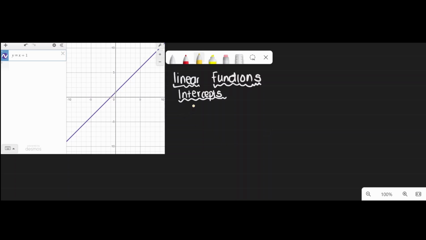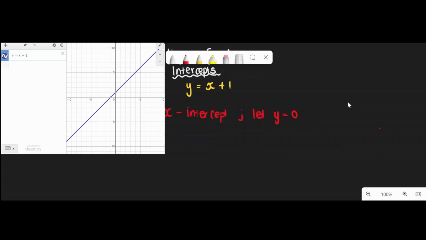So we know that our function is y equals x plus 1. On this function, we're going to look for our x-intercept and our y-intercept. Let me start with the x-intercept. When solving for the x-intercept, we need to let y equal 0. This is a case of always. Wherever we see y in the function, we substitute 0. So you're going to say 0 equals x plus 1.